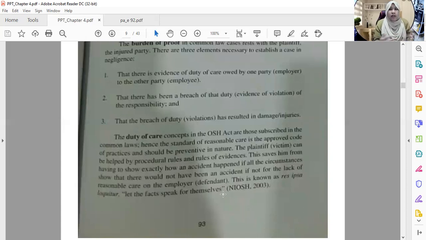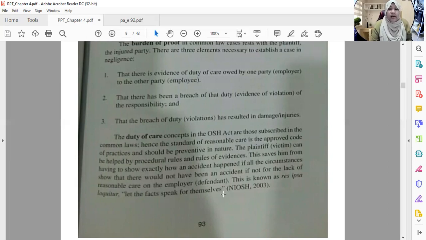And the plaintiff or the victim can be helped by procedural rules and the rules of evidence. So when the plaintiff claims, whatever that they are actually the victim and they are the injured party, they can get how they want to claim that. So that is the procedural rules. This rule is actually to show the proof and the evidence as well, and this saves him from having to show exactly how an accident happened if all the circumstances show that there would not have been an accident.